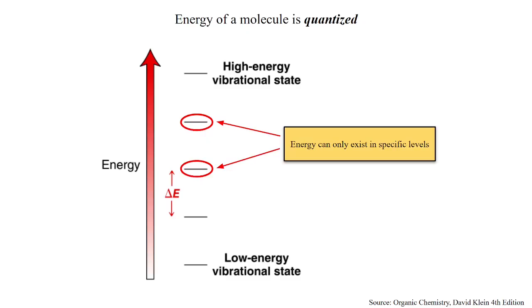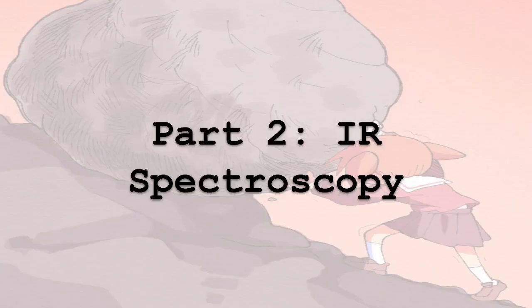And like I said before, if a bond possesses energy at these specific levels, it can absorb a photon of the same energy, which will promote a vibrational excitation, which is stored in the bond, and then it will be slowly released as heat. So that's pretty much it for spectroscopy. We can go ahead and go more in depth into IR spectroscopy.